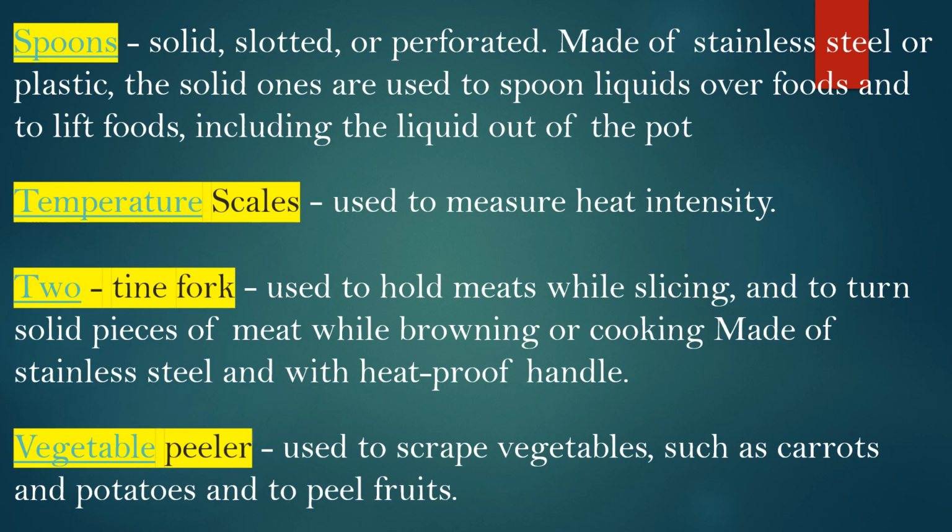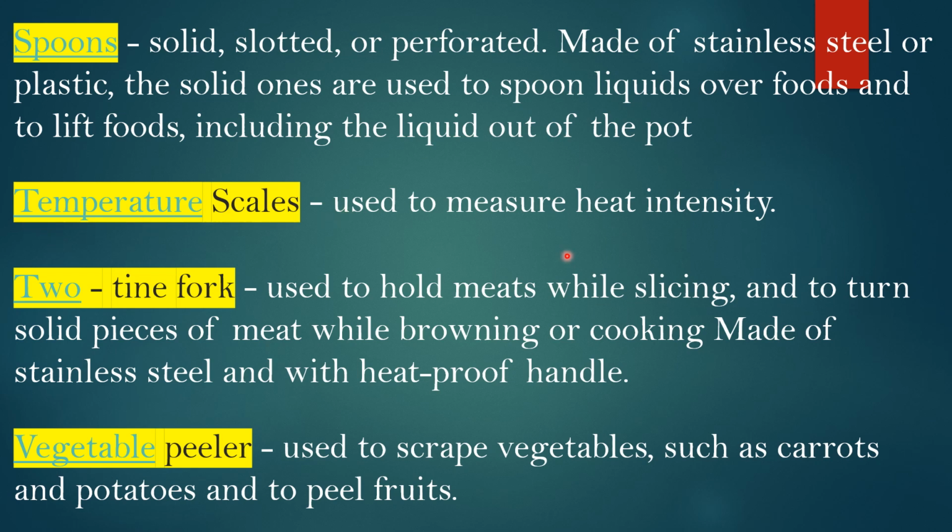Okay, so now we have spoons. Solid, slatted, or perforated, made of stainless steel or plastic. The solid ones are used to spoon liquid over foods and to lift foods, including the liquid, out of the pot. Okay, so next we have the temperature scale.